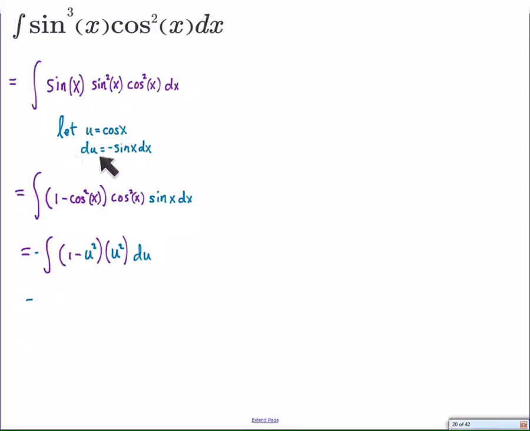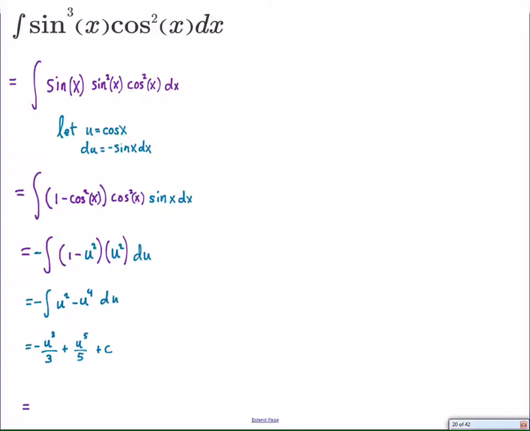So once again, don't forget that du is equal to the negative sine of x dx. I need to put the negative in front because here I only have a positive sine of x dx. We got the opposite when we put in the du. Distributing the u squared now gives us a nice, easy to integrate expression. And don't forget to then distribute the negative in here, and we have our integral.